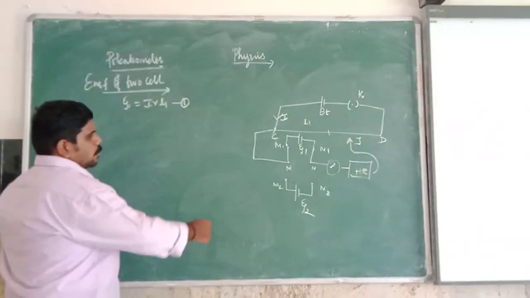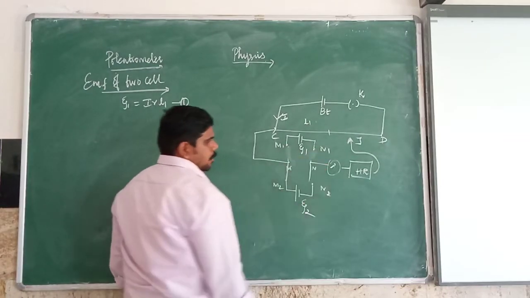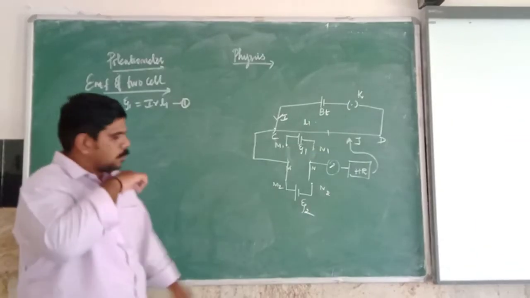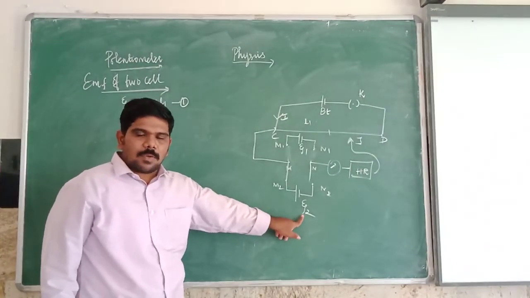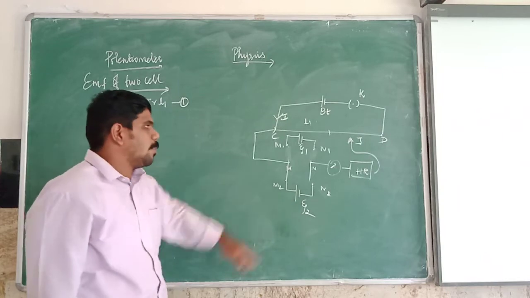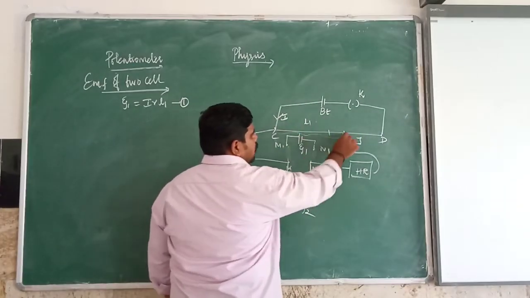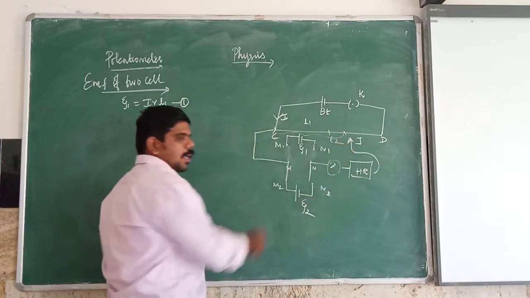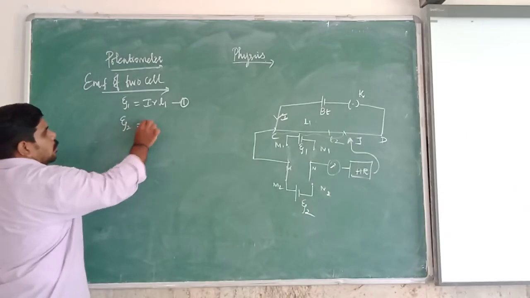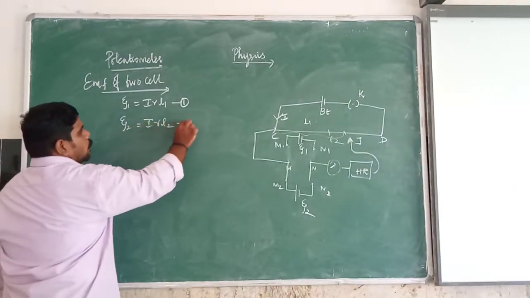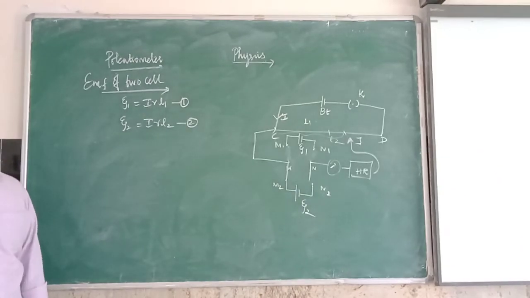Now the DP/DT switch is pressed towards M2 and N2. So the EMF of cell 2 will be included in the circuit. What happens there? The potential difference across the balancing length L2 will be directly proportional to the EMF of cell 2. So we get psi 2 is equal to IR L2. Equation number 2.